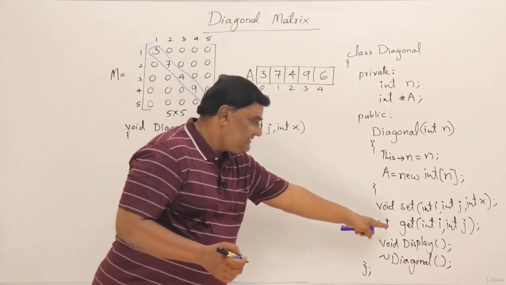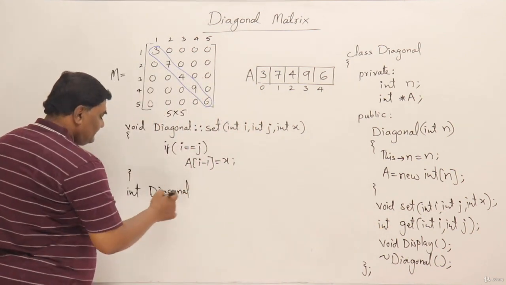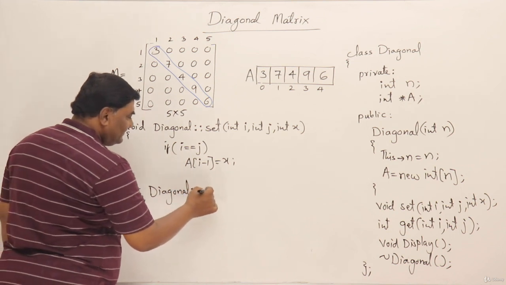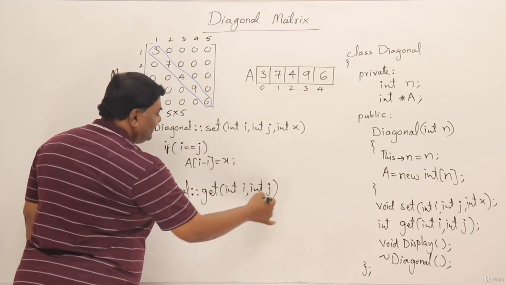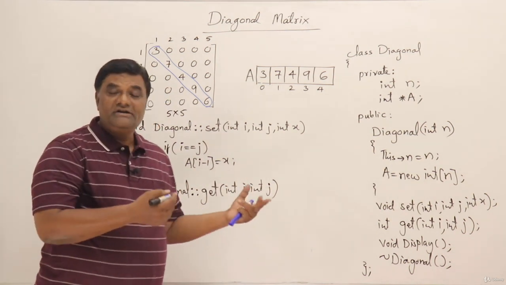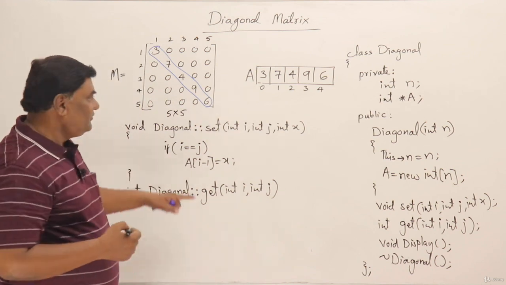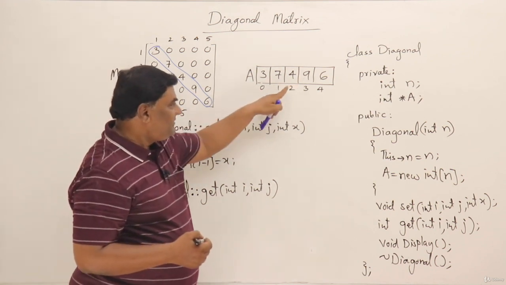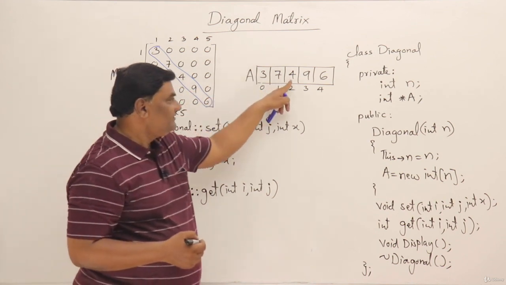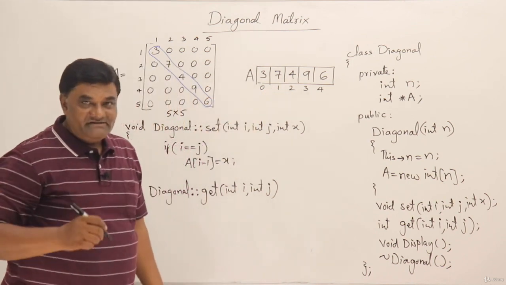Then the second one is the get function. Return type and the class name. Next is get, with two parameters i and j, that is, which element you want to read, which element you want to retrieve. Suppose I want to retrieve 3, 3. So 3, 3 means at index 2, that is 3, 3 is 4. This one. So i, j is given.